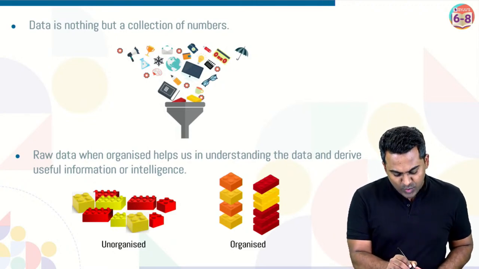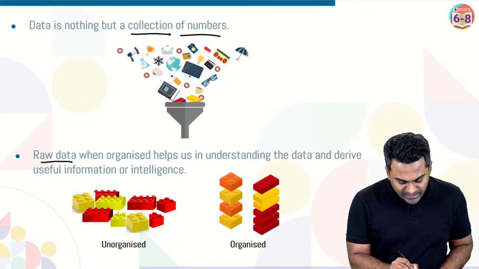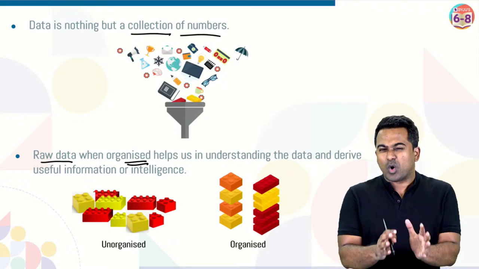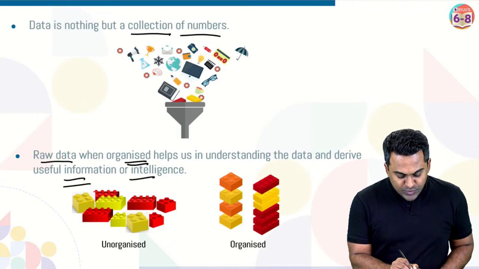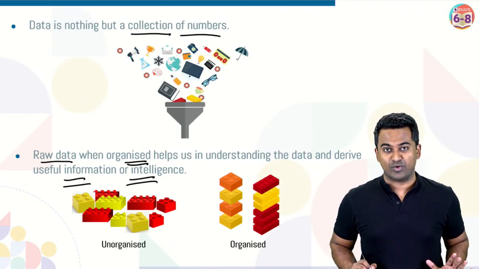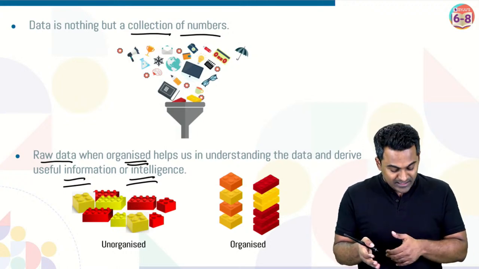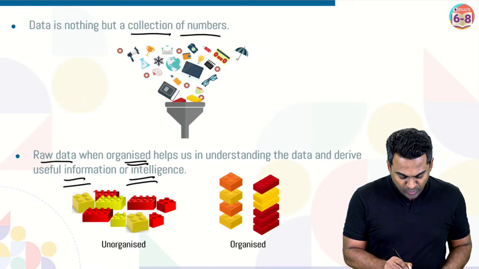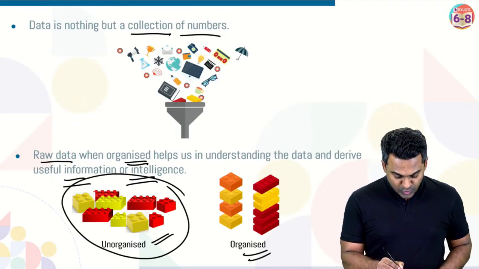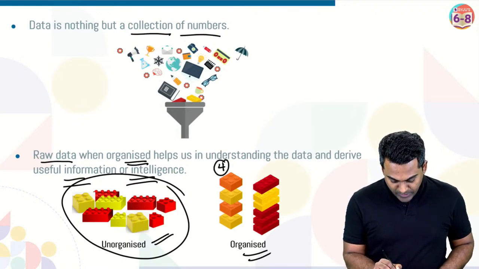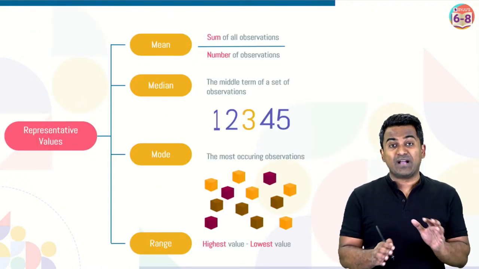So data, as you guys know by now, is nothing but a collection of numbers. And when we organize raw data, we've seen how organization helps us in understanding the data well, and then derive some useful information or intelligence out of it. So we've seen how in a simple way we can convert raw data into organized data. Another example has been given here with Lego bricks. So right, this one is unorganized, and then we organize it based on the dots. So these are the Lego bricks with 4 dots, and these are the Lego bricks with, I believe, 8 dots, right? Fairly simple.